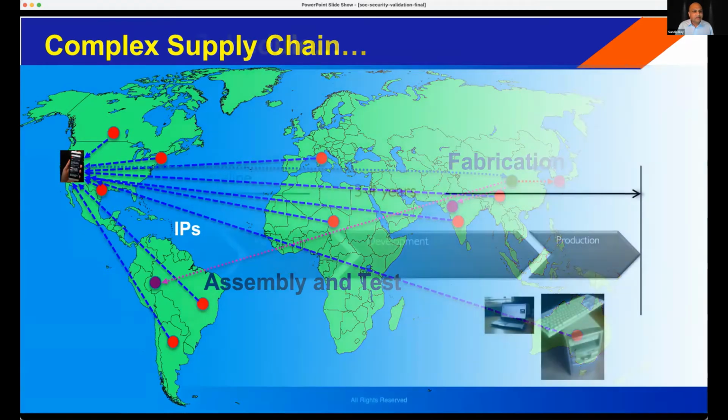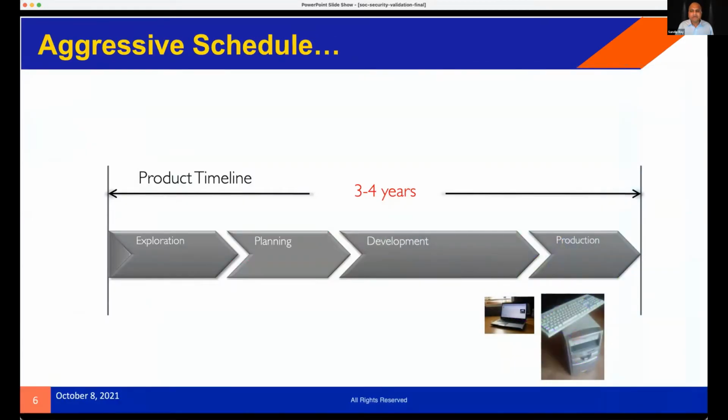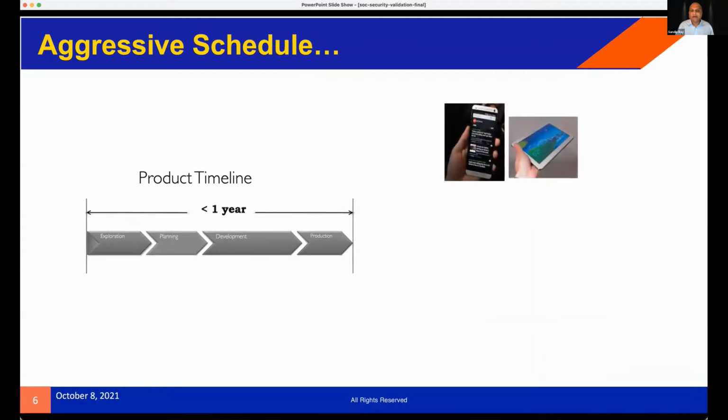And then there is this other problem, which is what we call time to market shrinkage. It used to be that we would have about 3 to 4 years from exploration to production for a computing device, and it is shrinking and shrinking to probably targets less than a year at this time. So all these things are happening, and the problem, of course, is becoming mind-boggling as we go.